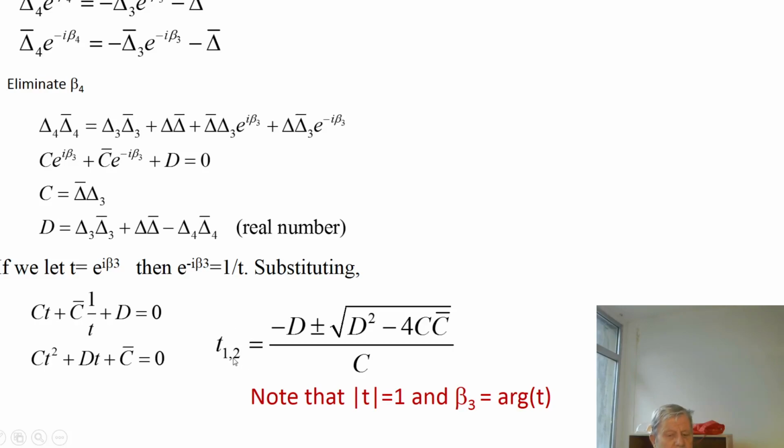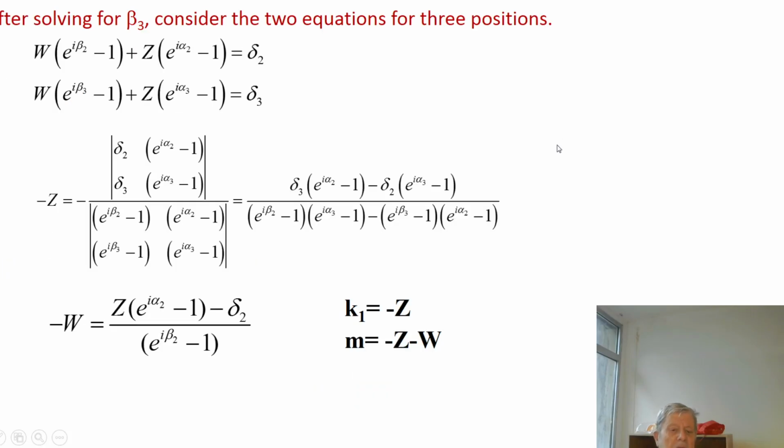T12, you have two solutions. The argument of T is going to give you beta 3. The magnitude of T, you can check this, must be equal to 1, because it's a unit vector, e to the i beta 3 has unit magnitude. After solving for beta 3, I think I mentioned this, you know beta 2, you are specifying beta 2.